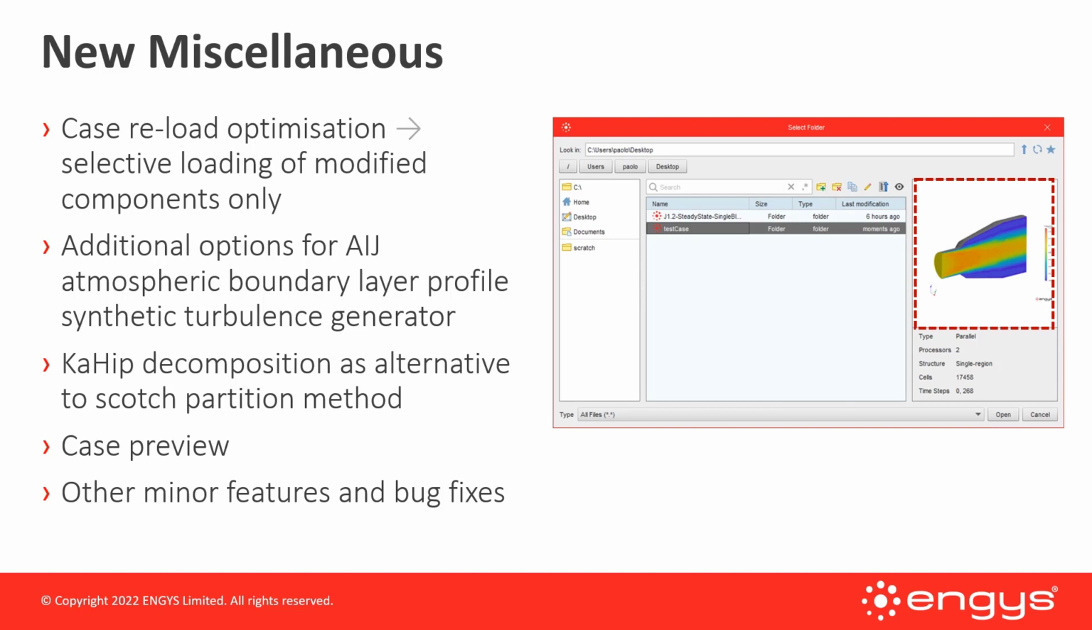There is also a list of minor features which were added, including case reload optimization by selective loading of modified components only in the GUI, additional options for the atmospheric boundary layer using the synthetic turbulence generator to use an implementation of a turbulent kinetic energy consistent with the AIJ formulation, and CAIP decomposition based on an efficient multi-level graph partitioning algorithm as an alternative to the existing Scotch decomposition method. Then we have the case preview, which allows you to open a case and visualize for the specific case a few statistics about the case structure, whether it's serial, parallel, number of processors, multi-region, number of cells, and also a picture shown here. And then finally, other minor features and a number of bug fixes.